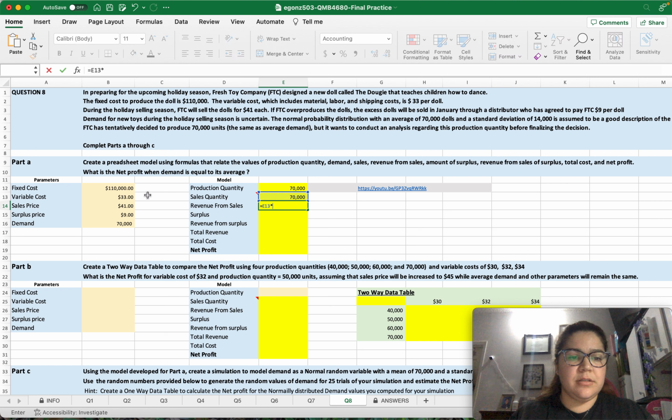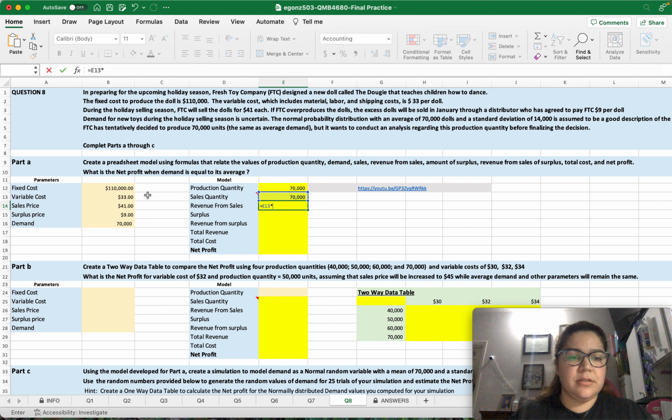So it's the production quantity times, let me put parentheses, equal to parentheses, my production quantity times my variable cost, right? What it cost me to make the doll. Then I'm going to close it and add my fixed cost. The fixed cost is not going to change. It's going to stay there no matter what. I'm going to click enter.